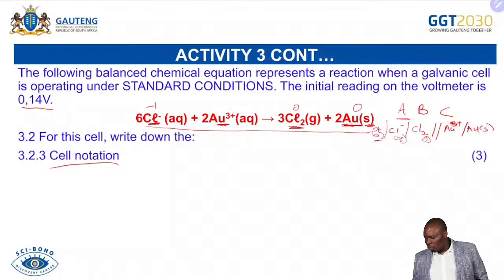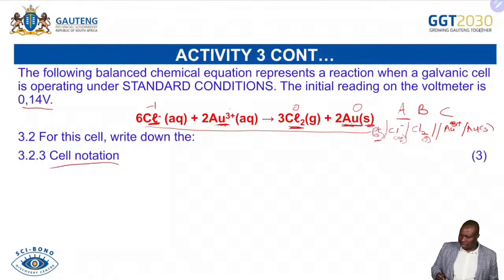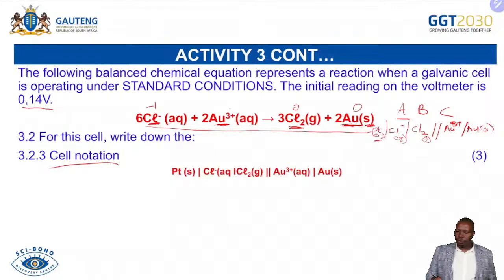So you are now able to answer that question and write the cell notation, which starts with your platinum. Remember these lines, we said they show different phases. We call them the phase boundaries.